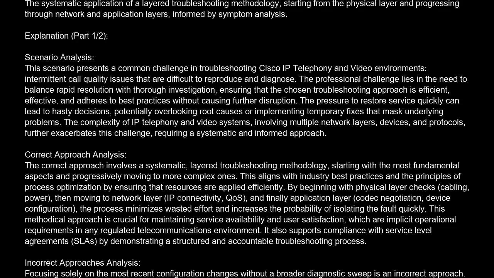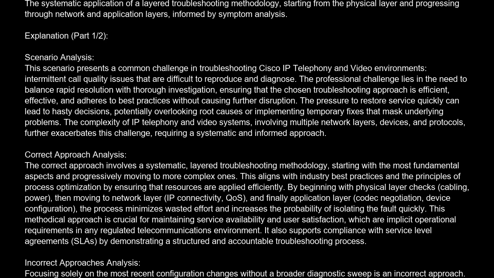Correct answer is A. The systematic application of a layered troubleshooting methodology, starting from the physical layer and progressing through network and application layers, informed by symptom analysis. Explanation. Scenario analysis. This scenario presents a common challenge in troubleshooting Cisco IP telephony and video environments, intermittent call quality issues that are difficult to reproduce and diagnose.